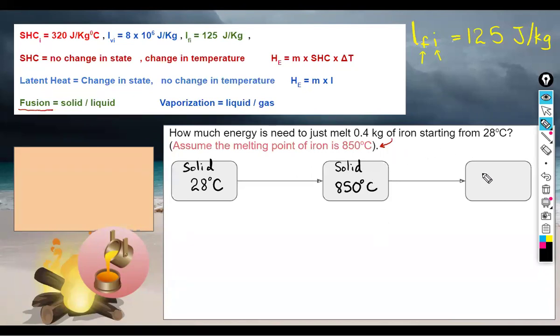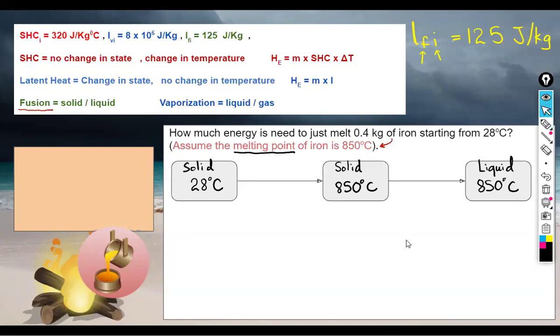Now, when something melts or changes state, the temperature remains the same. We mentioned this last week, right? So when the iron now melts, it will change to liquid iron, but that new liquid form is also at 850 degrees Celsius. Everybody with me so far? You have to heat up the iron to 850, but it remains a solid. And when it reaches 850, then it can begin to melt because that's the melting point of iron.